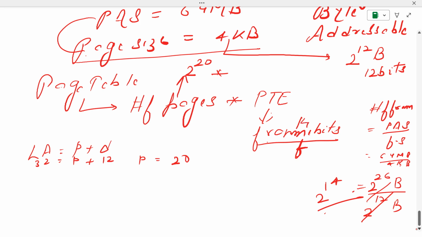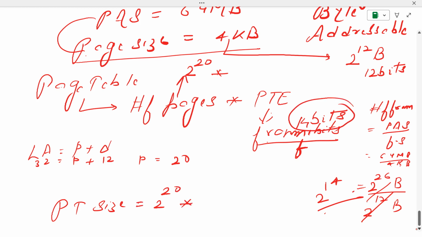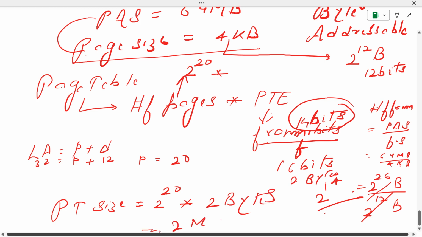So now we have the page table size equal to 2 raised to the power 20 into 14 bits. Now 14 bits can be approximated to 16 bits, and 16 bits equal 2 bytes. So altogether it is 2 raised to the power 20 into 2 bytes, so it's 2 MB, because this stands for M and this stands for bytes. So the page table size can be 2 MB approximately, because we have just approximated 14 bits up to 16 bits. So this could be the answer, 2 MB.